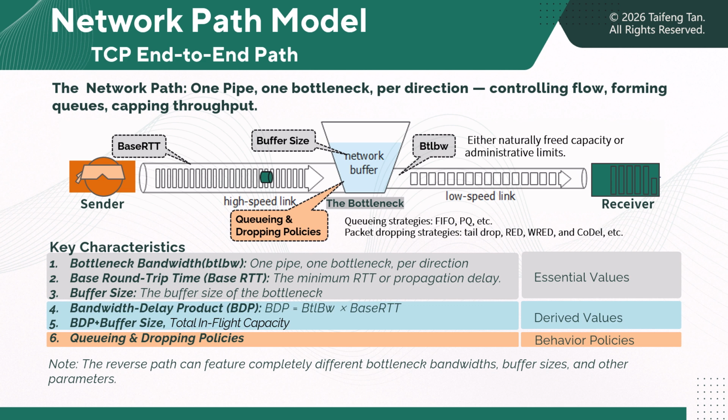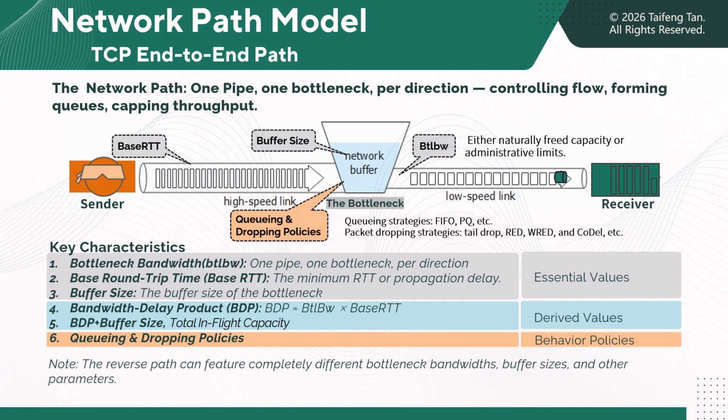Different devices use different strategies. Queuing policies define how packets are scheduled. Examples include FIFO, priority queuing, or fair queuing. Drop policies define how packets are dropped during congestion. Common examples are tail drop, where packets drop only when full, RED or random early detection, WRED, and CoDel. These mechanisms influence how congestion signals are generated, which in turn affects how TCP adjusts its sending rate.